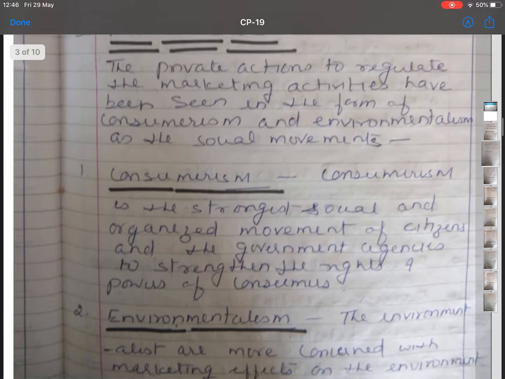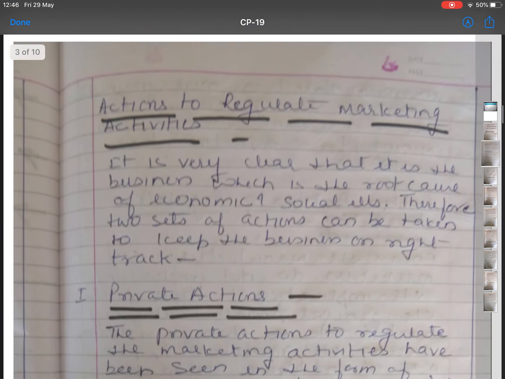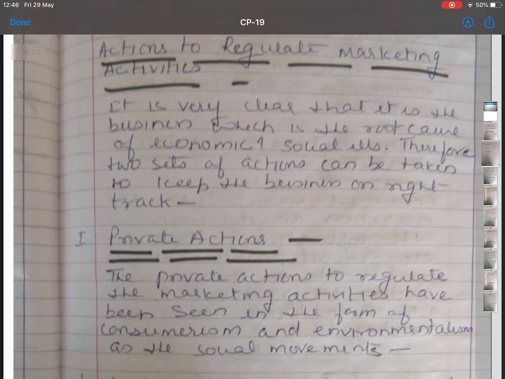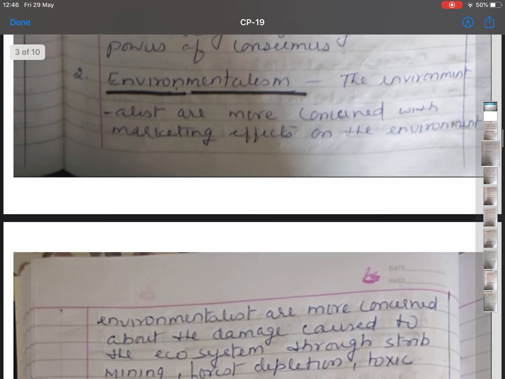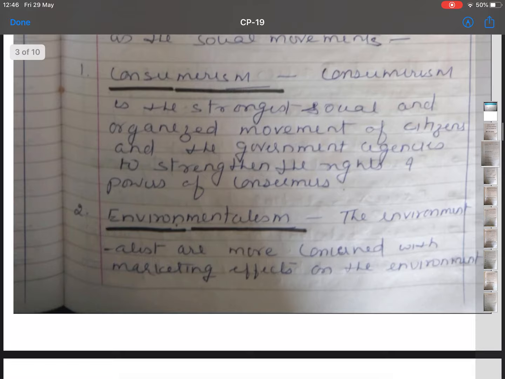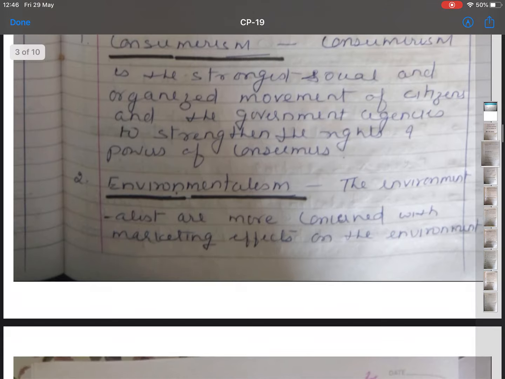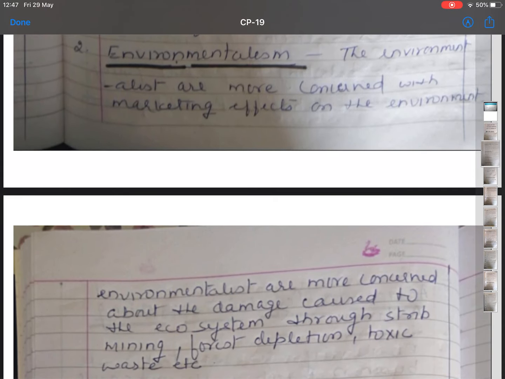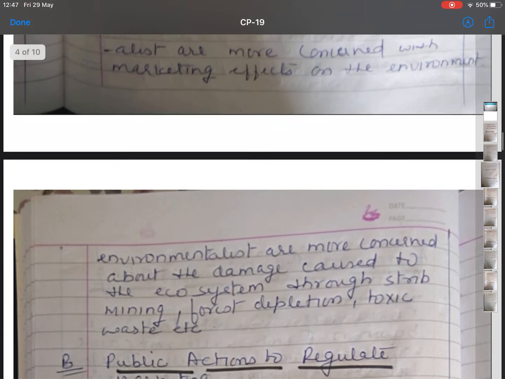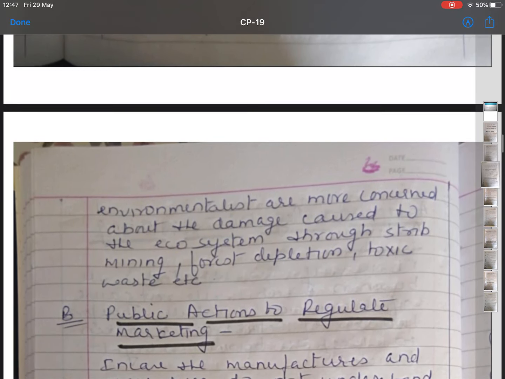So, in this topic we have studied that marketing activities can be regulated in two ways, by private action. Under private action we have studied there are two ways: we can regulate by consumerism and we can regulate by environmentalism. People who are strong believers of consumerism also help in regulating marketing activities, and environmentalists, or the people who believe that marketing is also polluting the environment, can also regulate marketing activities by showing resistance and by raising their voice against the unethical practices being followed by marketing people.